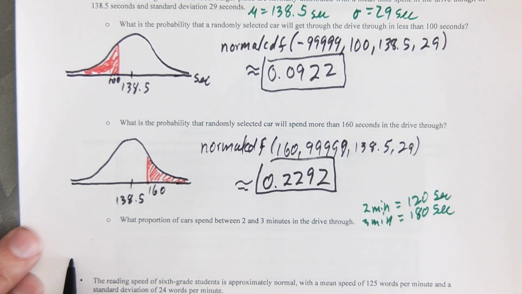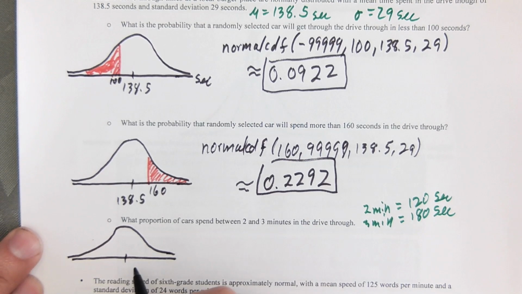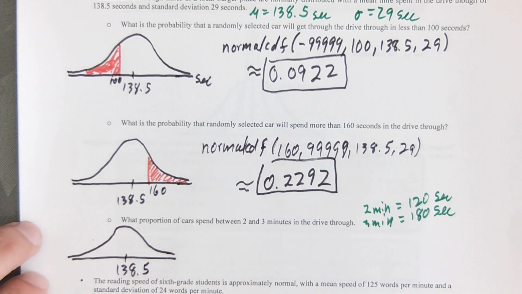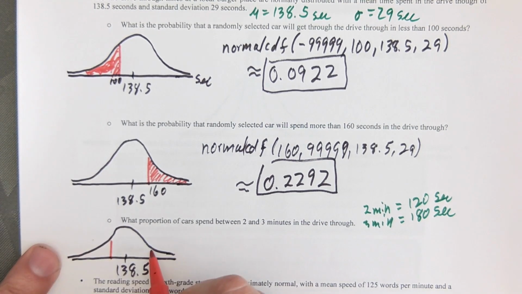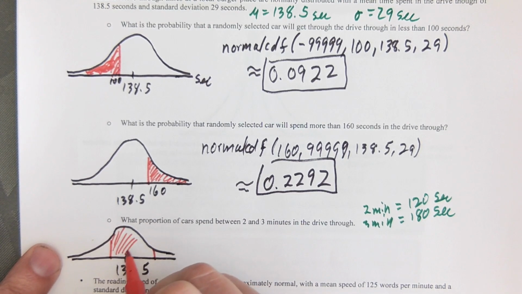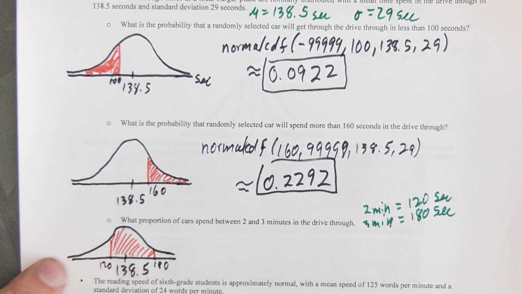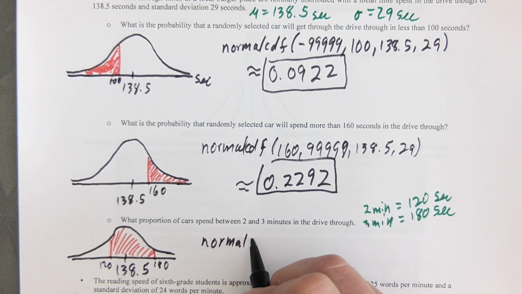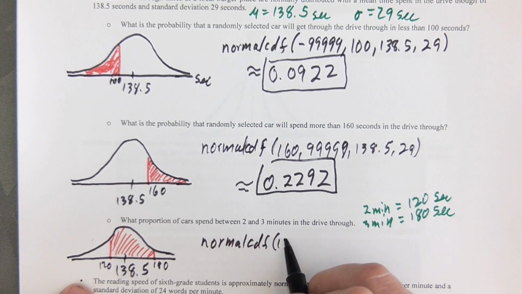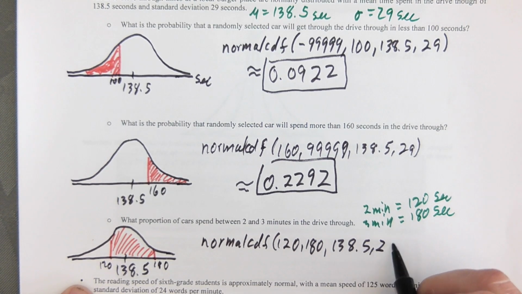So once again, I'm going to draw my fancy picture here. 138.5. And 120 seconds is over here, and 180 seconds is going to be over here. And you can see this is going to be the vast majority of these. So we're going to have norm CDF of 120 to 180. Mean is 138.5, standard deviation is 29.